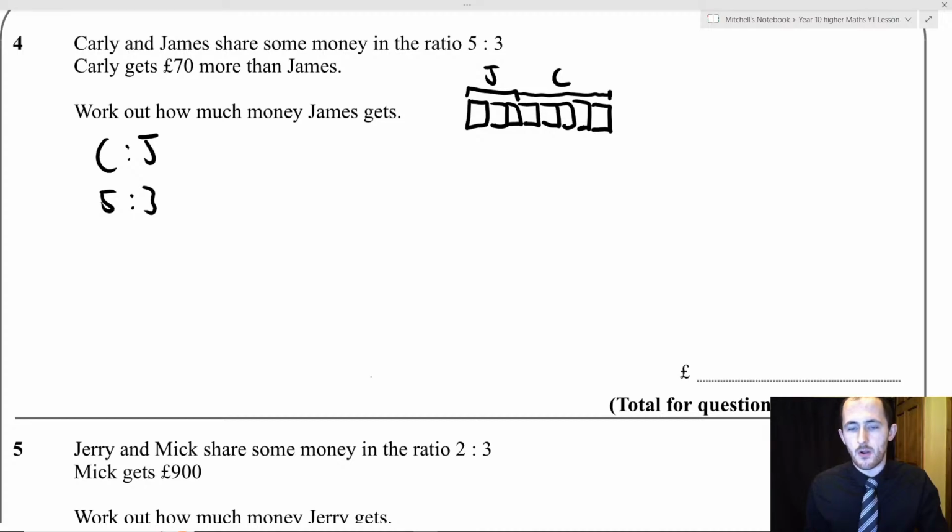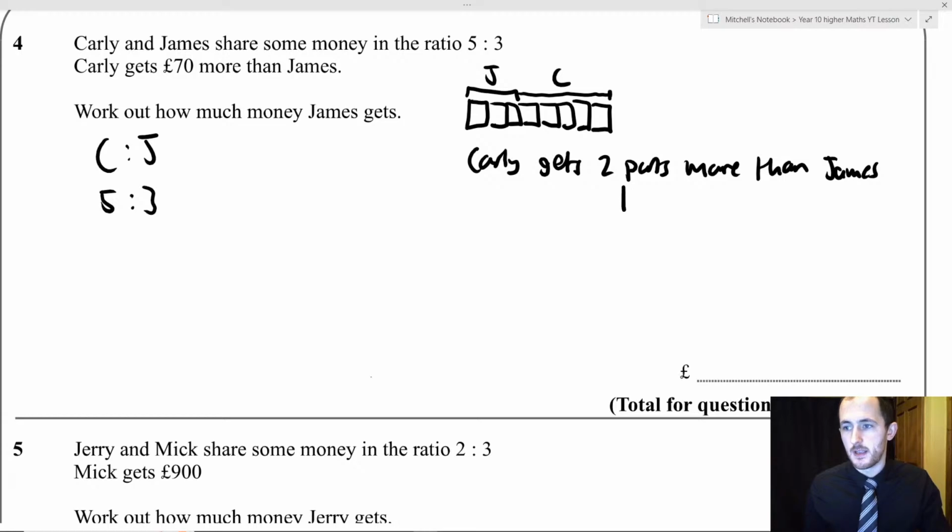Now, Carly gets 2 parts more than James. Yep, 70 extra. 2 parts, and those 2 parts are worth £70. So Carly gets £70 more than James, and she also gets 2 parts more than James. So 2 parts is £70. So 1 part is £35. Is that okay?